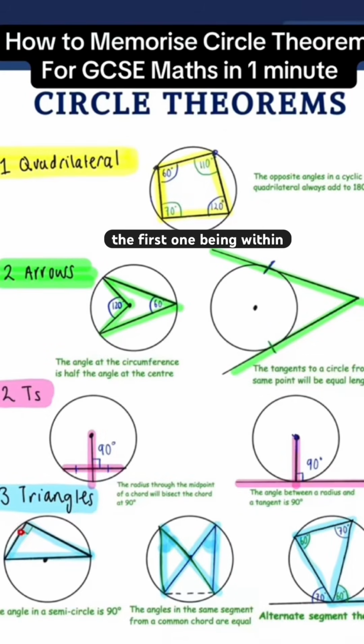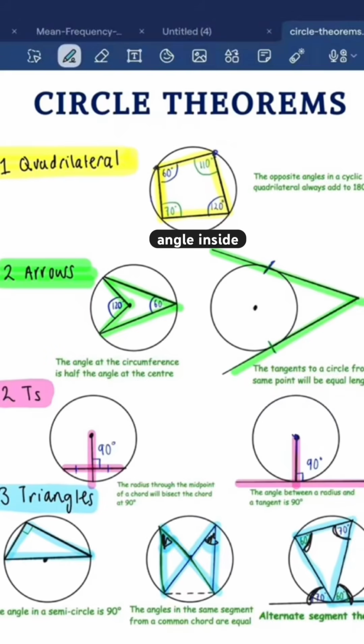And finally, your 3 triangles. The first one, being within a semicircle, that's 90. These 2 angles over here are going to be the same. So the top 2, this angle is the same as this angle. And then finally, you have alternate segment theorem, which tells you that when you draw your triangle shape, the angle outside is equal to the angle inside here. Same thing, the angle outside is equal to the angle inside here. And that's it. That's how you memorize your 8 circle theorems.